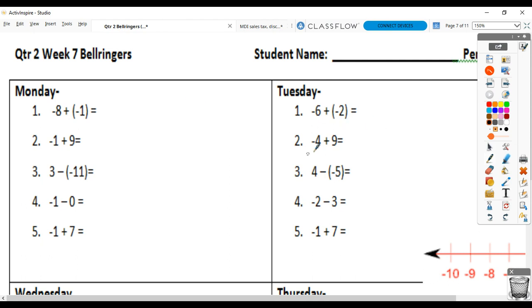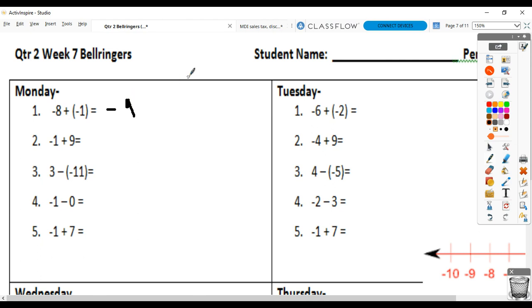So the first one, let's look at the two signs. I have -8 and -1. The first question we're going to ask: are they the same sign or are they different signs? In this case, they are both negative, the same sign. Anytime we add numbers and they're the same sign, we simply add the numbers and keep the sign. So negative, negative, I keep the negative sign. And then I add the numbers. 8 plus 1 is 9. So my answer is simply -9.